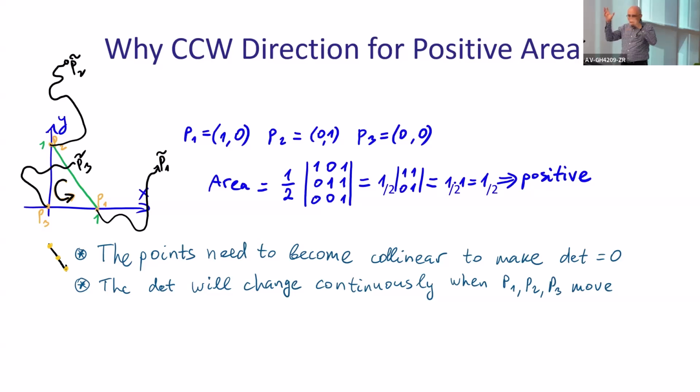So no matter how you move, as long as you are not getting to a straight line, you still keep the same orientation, and you also keep the same positive area. You cannot get negative unless you switch direction. All right? Any questions on that?